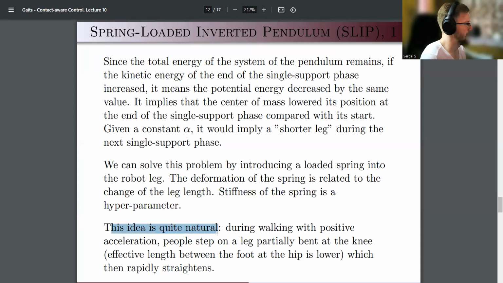So the idea is normal, right? During walking with positive acceleration, we bend our legs at the knee, but this leg would straighten quite fast, right? You put your leg bent and then you straighten it up. Okay. Right.